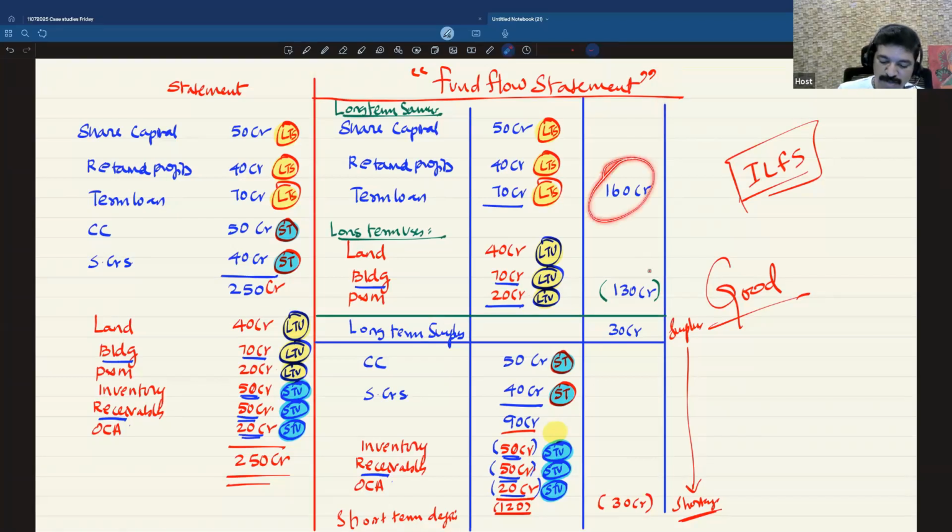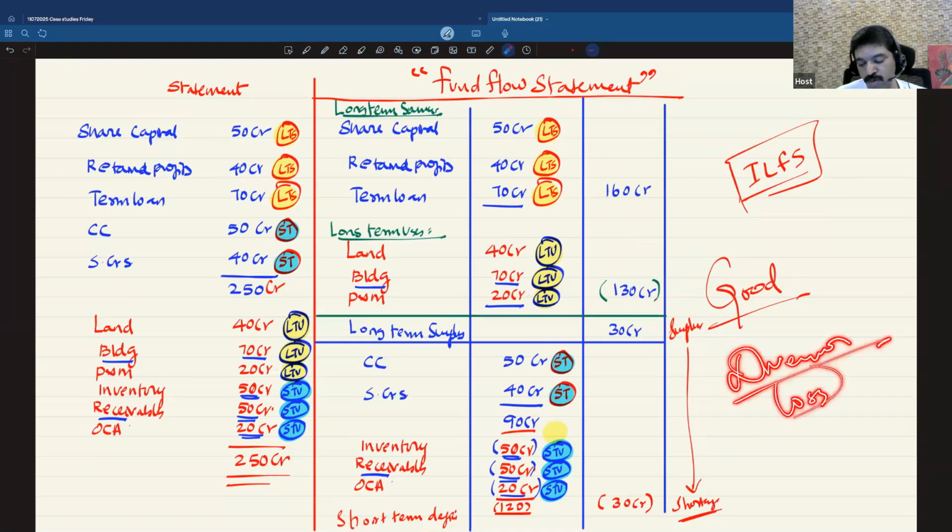Here, the long-term source is greater than use, so you have a surplus. So everything was good. But if the long-term source is less than the long-term use, and you are going to have a negative figure, then it means some diversion has taken place, or the business is running into losses. So only two reasons. And in those cases, you have to take a decision on a case-to-case basis only. So now, are you getting it?